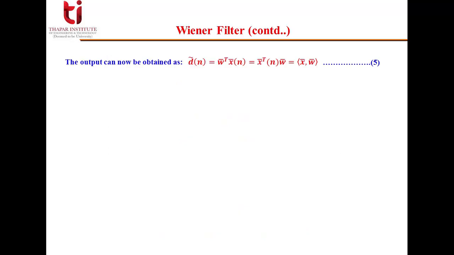Then how can we obtain the output d tilde n in matrix form? That is nothing but the dot product of the input and the vector tap coefficient matrix, w vector transpose into x vector n. Also we can write it as x vector transpose n into w vector, because that is a commutative kind of operation. And keeping this value of d tilde n in the estimation error, we can obtain the estimation error as d n minus w vector transpose x vector n.